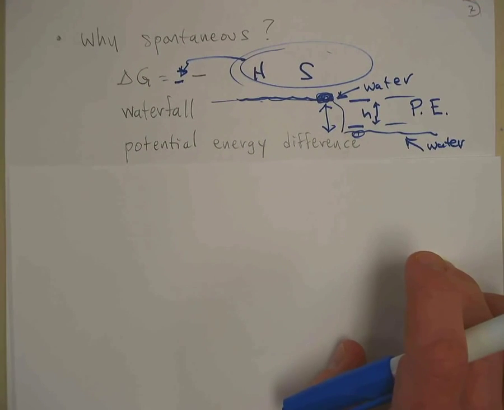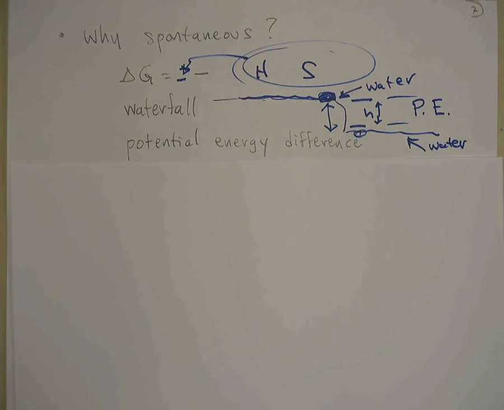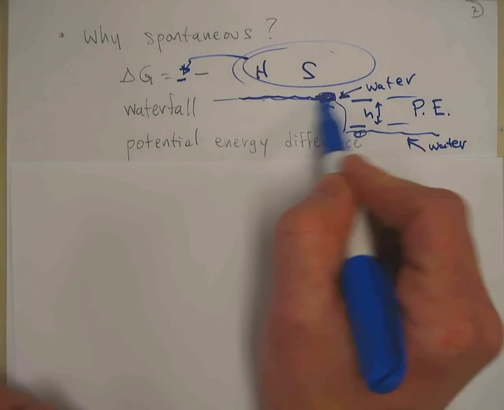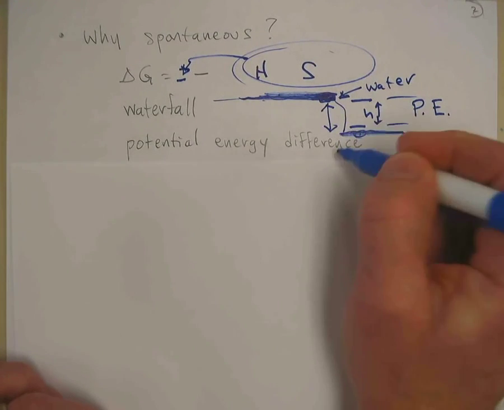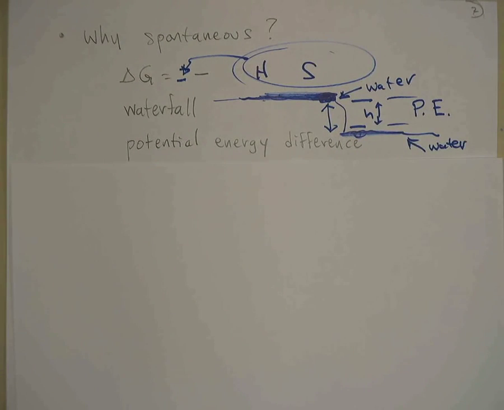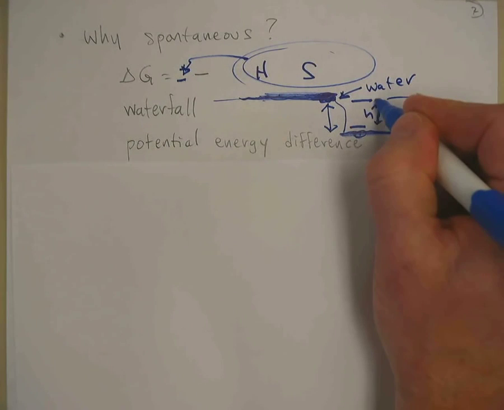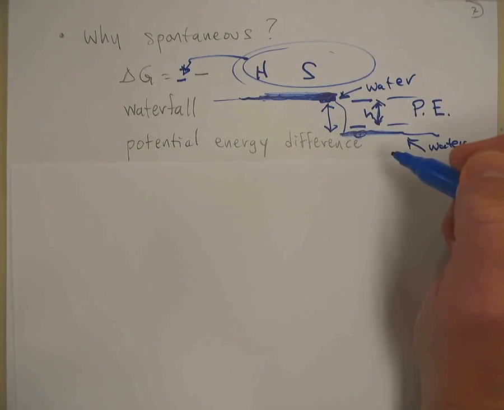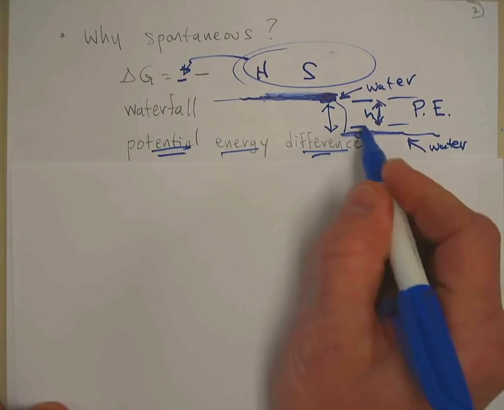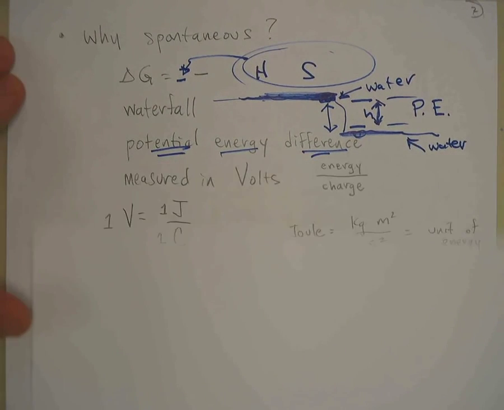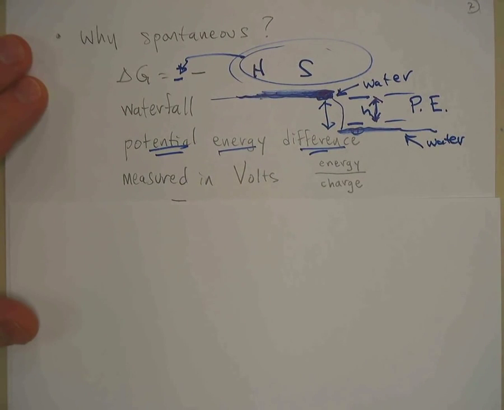Sometimes we drop the word energy and we just call it a potential difference between one half reaction and another half reaction. So think of it a lot like a waterfall. The electrons spontaneously fall from one thing to another. The higher the waterfall, the more energy difference or potential difference there is between those two reactions. This potential energy difference is measured in volts.